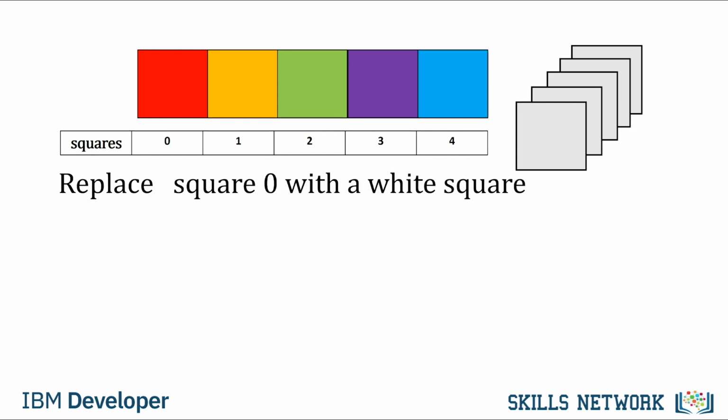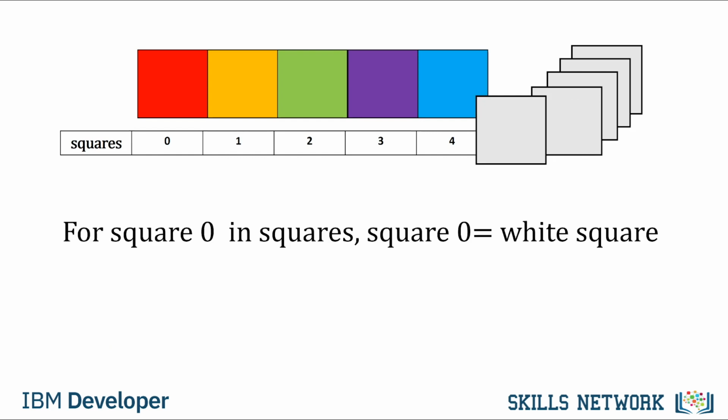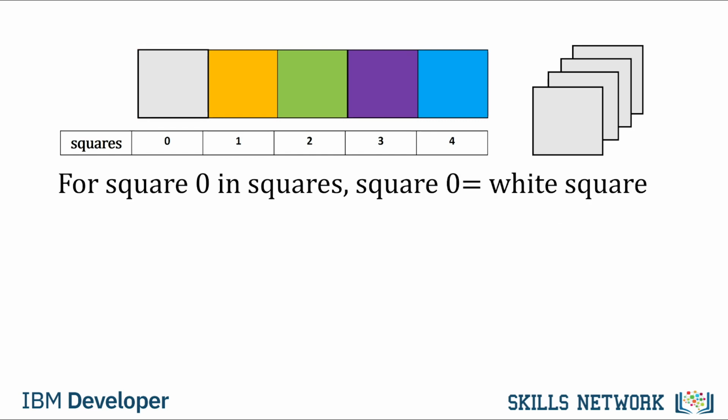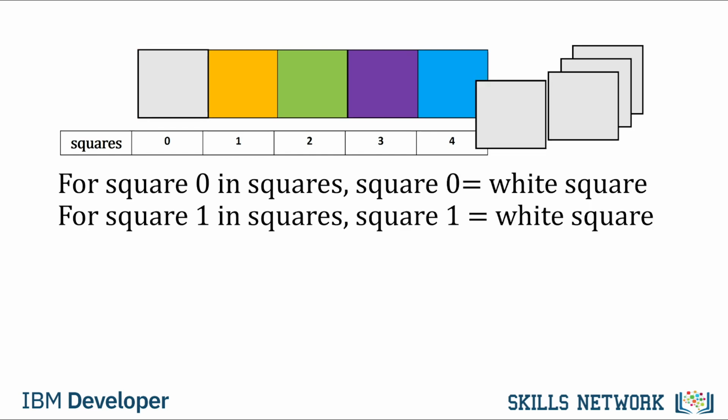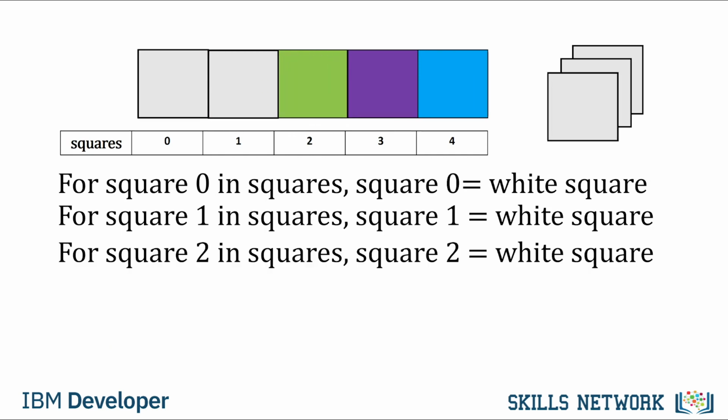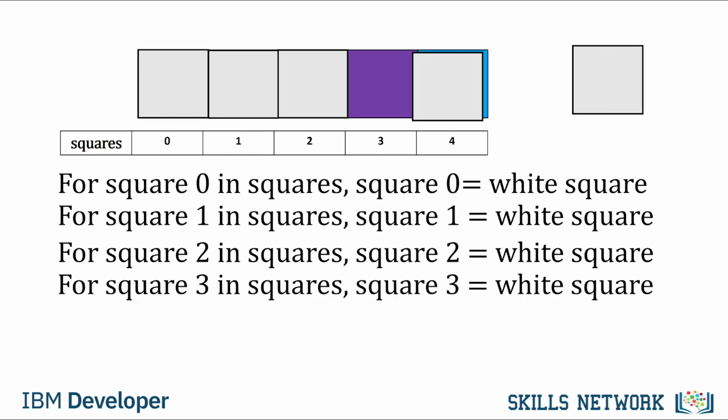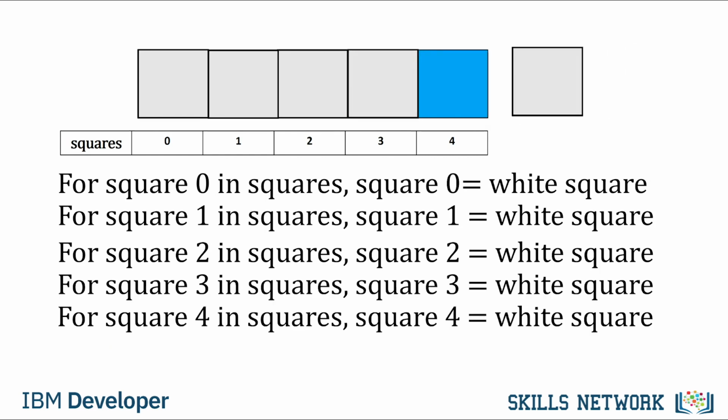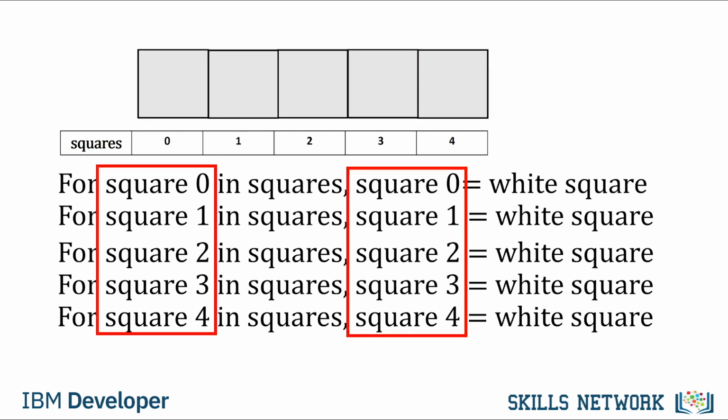as squares. If we wanted to tell someone to replace square 0 with a white square, we would say: replace square 0 with a white square. Or we can say: for square 0 in squares, square 0 equals white square. Similarly, for the next square, we can say: for square 1 in squares, square 1 equals white square. For the next square, we can say: for square 2 in squares, square 2 equals white square. We repeat the process for each square. The only thing that changes is the index of the square we are referring to.